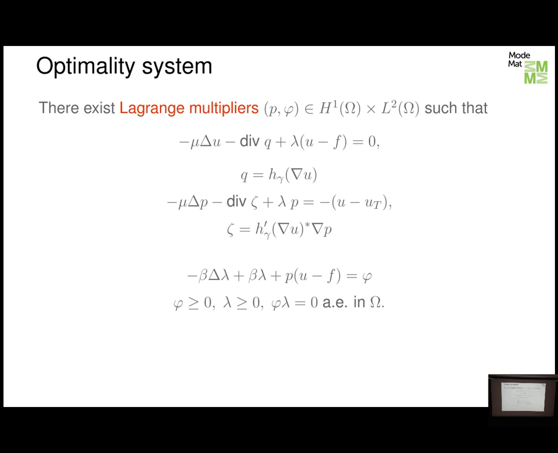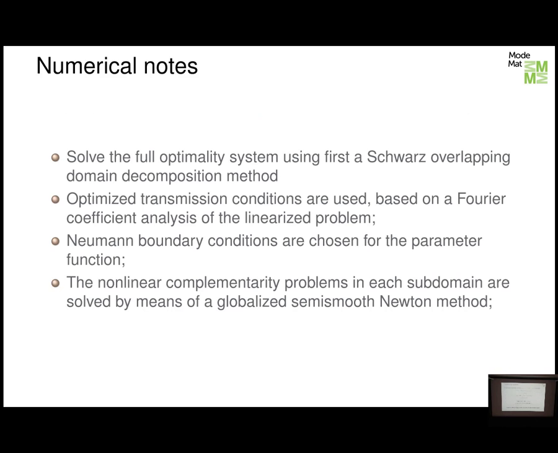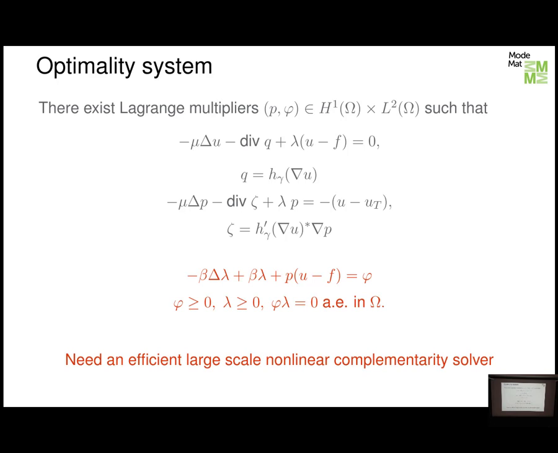Now the optimality system in this case looks like this. You have again the state equation, which is now using an additional variable, which is called Q. This is the adjoint equation, and then you have this extra PDE as the gradient equation of the problem, and a complementarity system as part of that. Now if you take a look at this, you really need an efficient complementarity solver in this case.